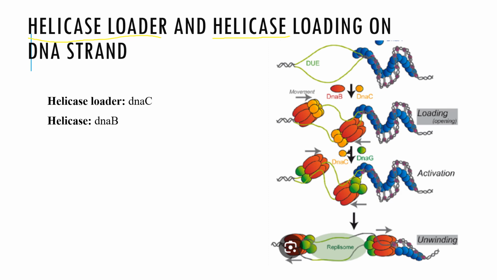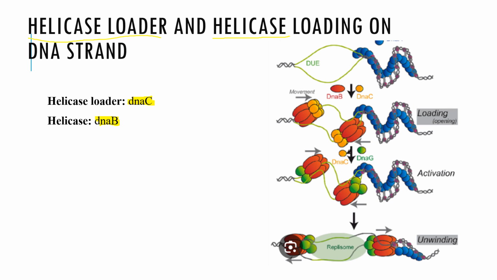Now you can see here the helicase loader. In case of prokaryotes, helicase loader is DNA-C and helicase is DNA-B. Like I discussed in the last lecture, there is a difference between the helicase loader in prokaryotes and in eukaryotes. Although the function is similar, in prokaryotes there is only one helicase loader, whereas in eukaryotes there are two helicase loaders, that would be CDC6 and CDT1. How they both function, we will discuss when we discuss eukaryotic DNA replication.